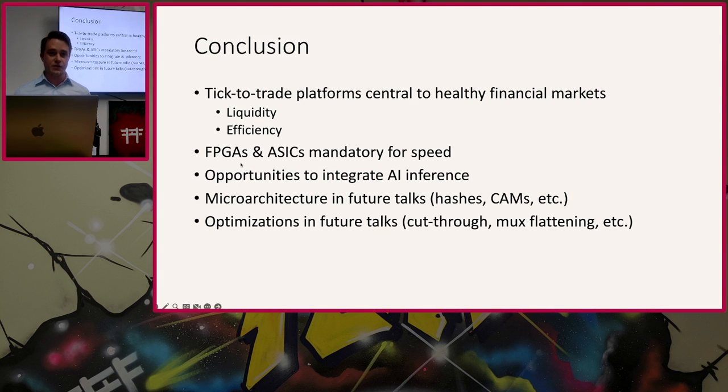FPGAs and ASICs are mandatory for speed, as we saw. There are opportunities to integrate AI into these systems to make trading decisions. And in future talks, we'll get into hashes, CAMs, and optimizations. Like I said, cut-through, MUX flattening, and a handful of other things. So that's it.